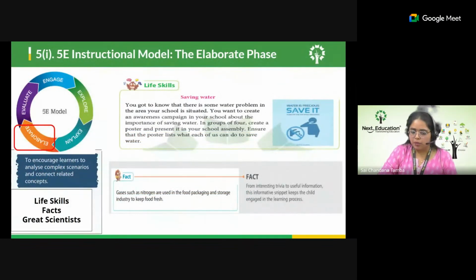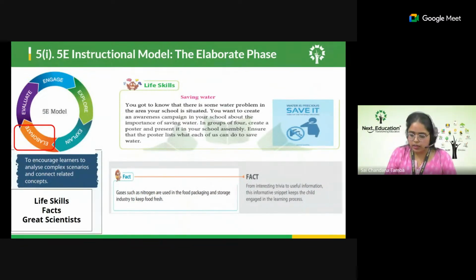Then there is the elaborate section of the 5E model, as I have told. This is the fourth E. The elaborate element is all about encouraging the learners to analyze complex scenarios and make them into a simpler form, or to connect what they already know to a real life application, connecting the knowledge which they have built to real life. That is the elaborate section. So for that we have given various facts in the book.